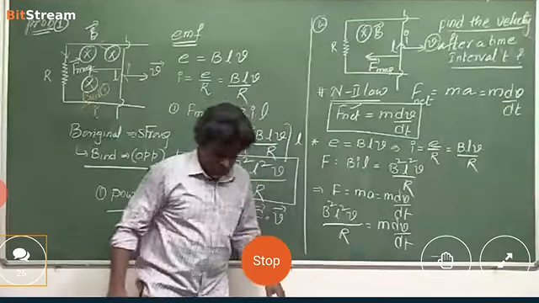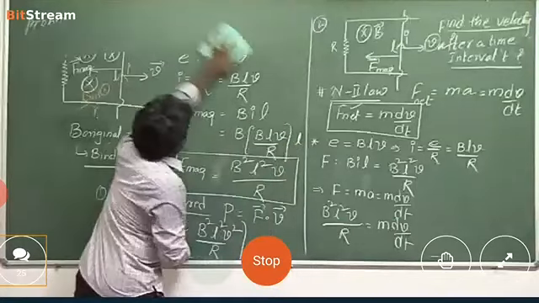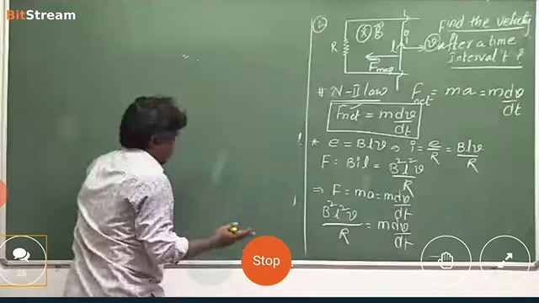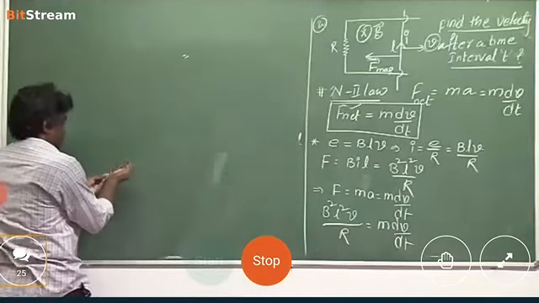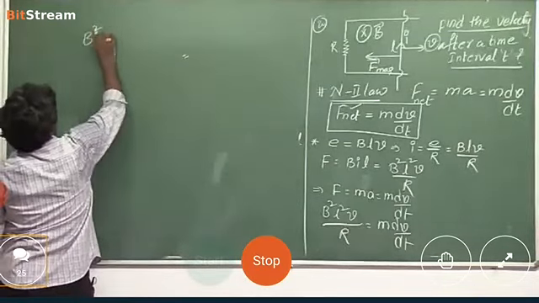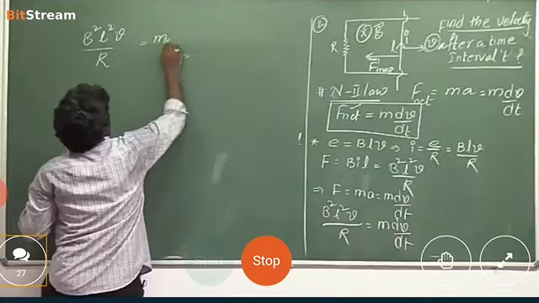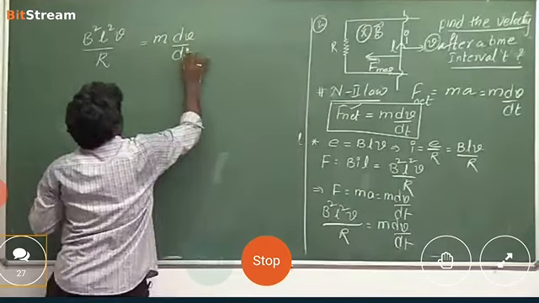Okay, variable separable. What is that? Variable separable. I think most of you know. Those who know, you can do it, no need to wait for me. Come on, do it. B squared L squared V by R is equal to m dV by dt.